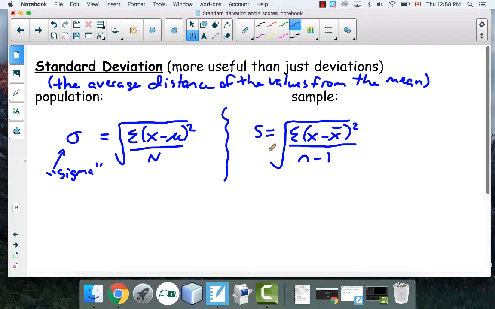Now here's the question. Why do I subtract 1 in a sample? This is kind of complicated. It's kind of hard to understand. Okay, I want you to imagine I was measuring the heights of students at a school. And imagine I've got 1,000 students. If I measured every single student and I figured out the standard deviation, this is definitely going to be an accurate number.